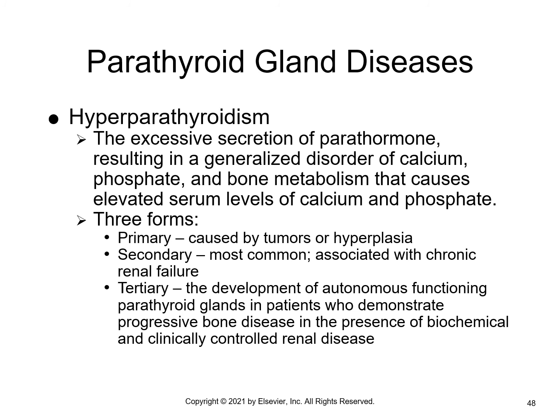The first is caused by a tumor in the parathyroid itself. The second, which is the most common, is associated with chronic renal failure. Because of the chronic renal failure, different hormones such as renin, aldosterone, and a number of other endocrine hormones cause an imbalance, which ultimately results in excessive parathyroid hormone release. The third is tertiary, and this is development of autonomous functioning of the parathyroid glands in patients who demonstrate progressive bone disease in the presence of biochemically and clinically controlled renal disease.